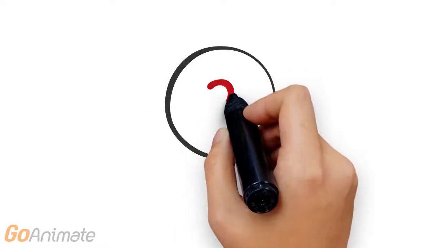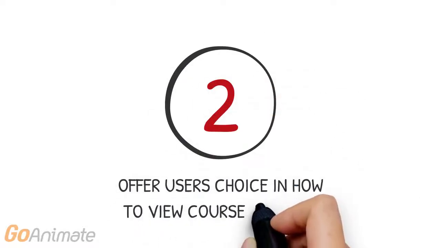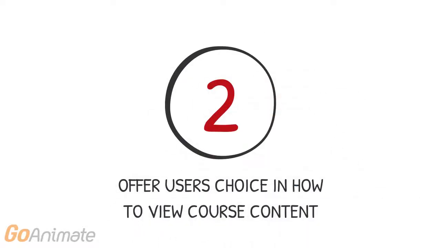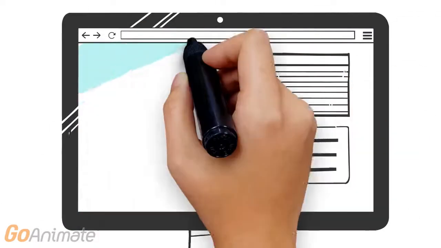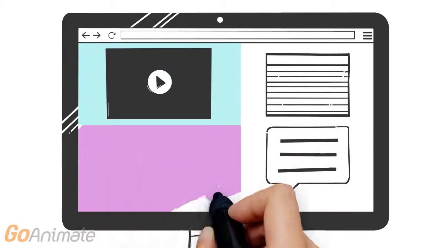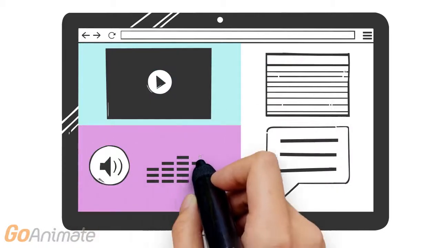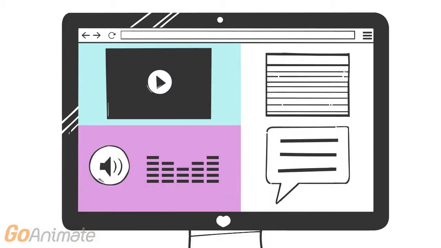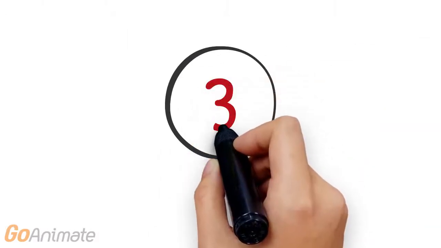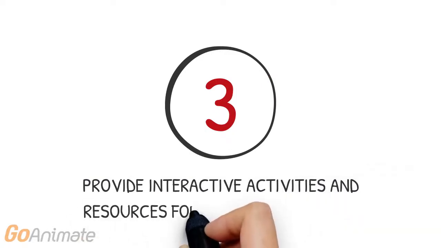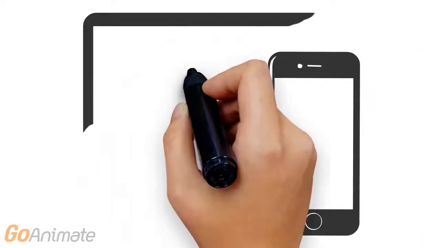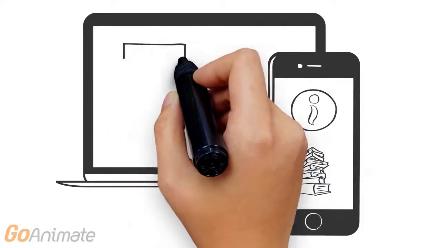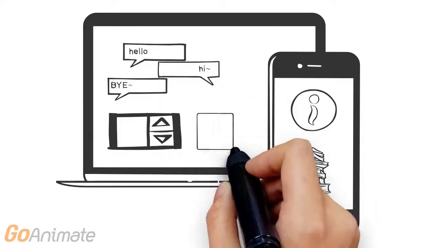Another thing I try and do is offer users a choice in how they view the content. So this means instead of just offering a text version of the content, I'll also try and incorporate a video or a podcast option so that every single type of learner can interact with that content in a way that's most beneficial to them. Another thing I try to do is provide interactive activities as well as resources for additional learning whenever I can. This helps keep the students engaged and offers them something that they wouldn't be able to get in a traditional classroom setting.